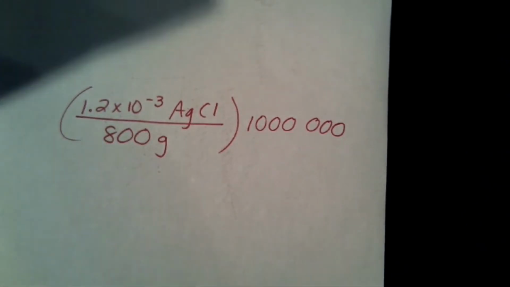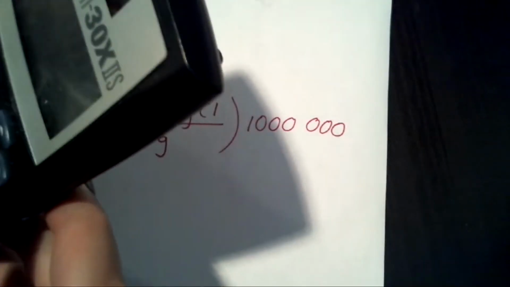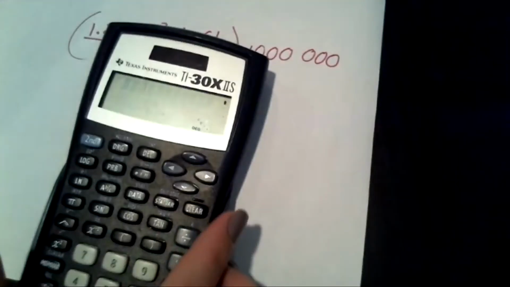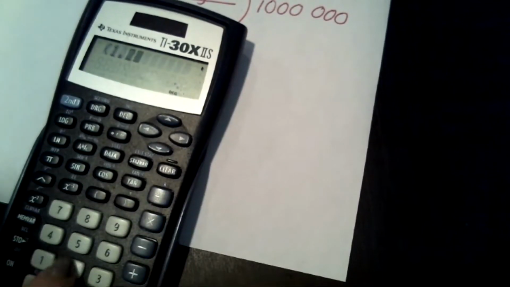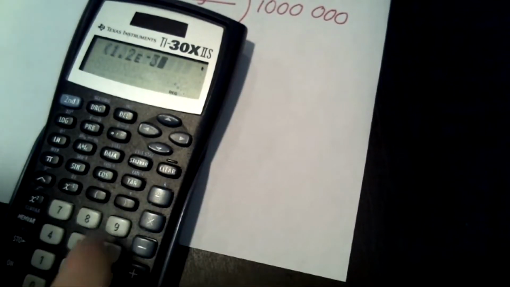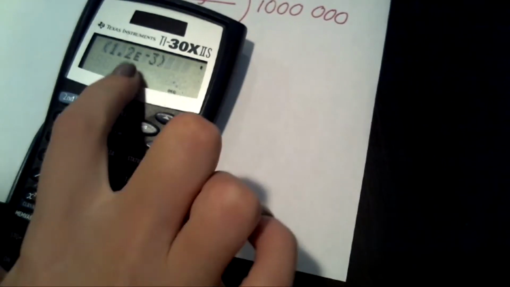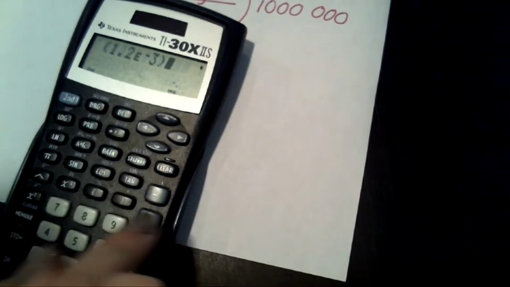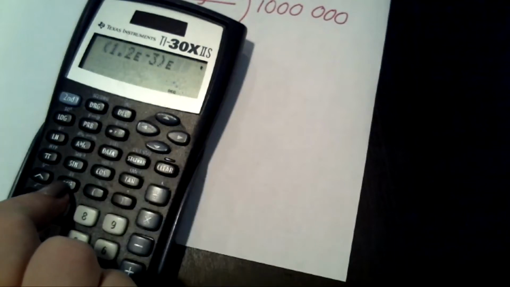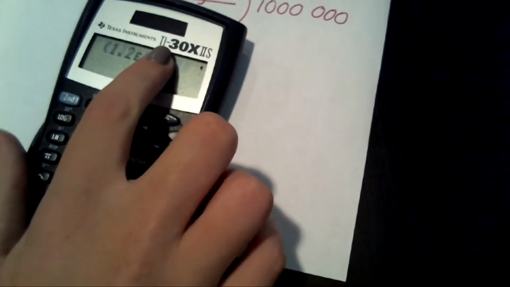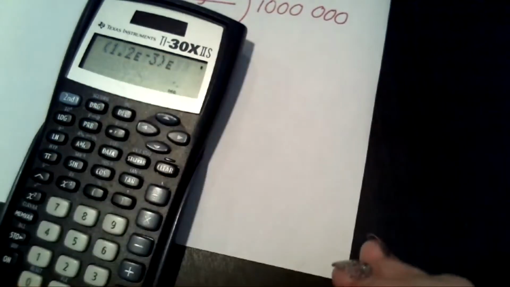Okay, so we turn the calculator on. We are doing, in parentheses, 1.2 second E minus 3. That E means times 10 to the, and then you just plug in your exponent. How do you get the E? Second, and then the x to the minus 1. It says the little EE over the top. And this is a TI-30X 2S.